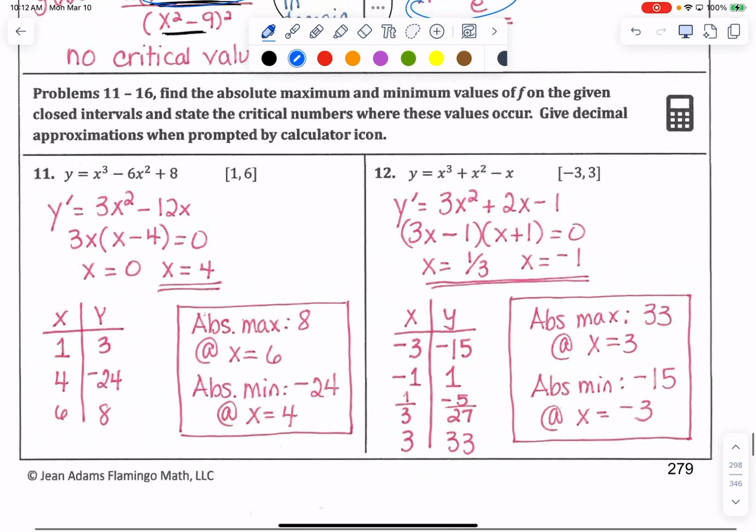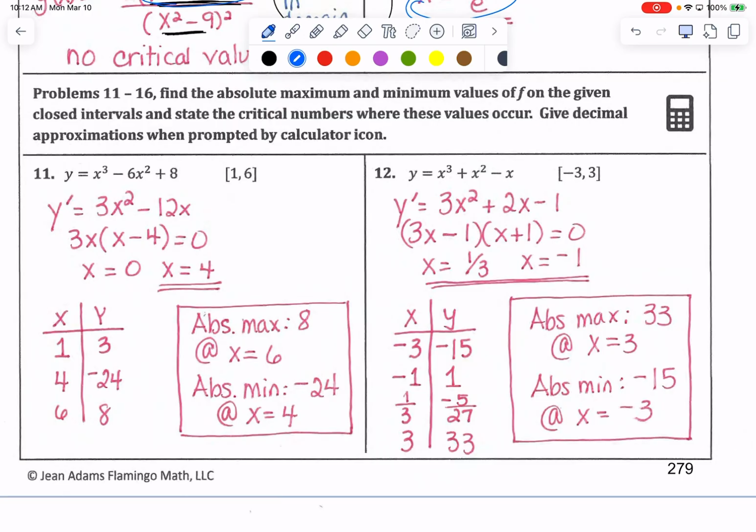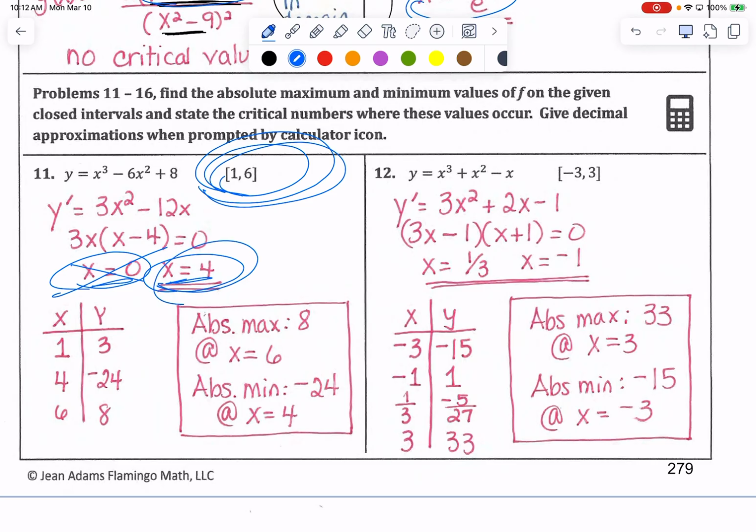Now we found EVTs. Now you actually had a closed interval. So this is where you actually closed off the interval. You found your critical values, and you check endpoints and what? You check endpoints and CVs. All right, I got 2 CVs, 0 and 4. But which one am I not going to use? 0, because it's not in my interval. I'm only going to check 4. So I'm going to check 1, 4, and 6.